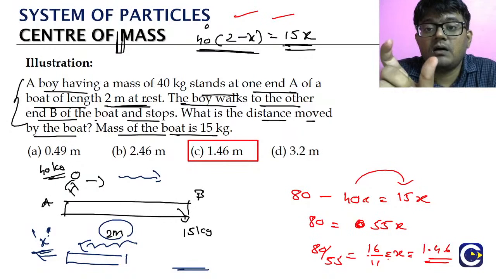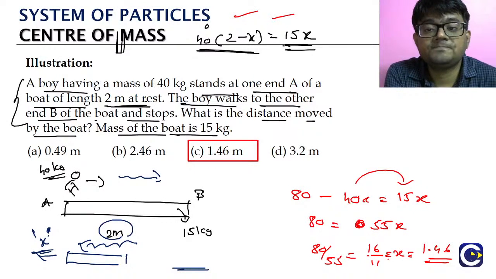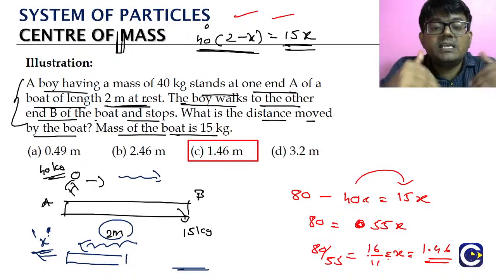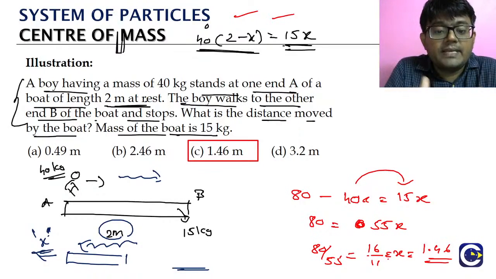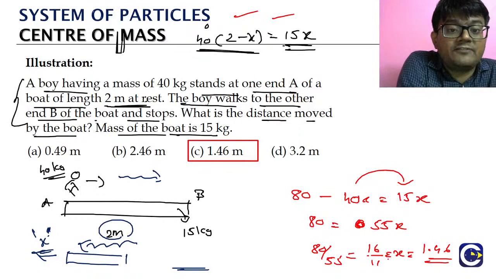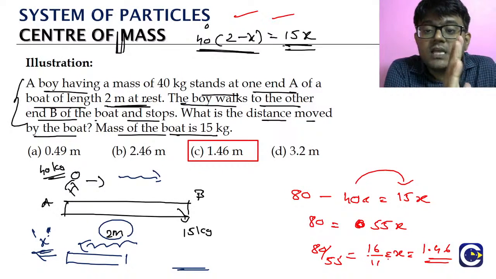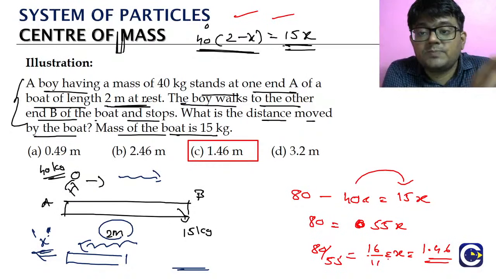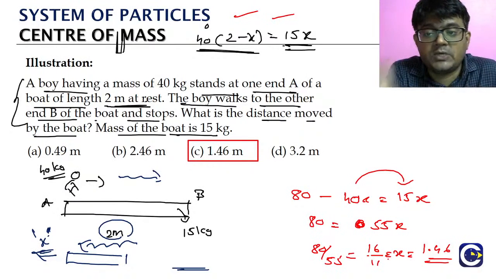What is the moment of mass created by the change in his position? 40 into 2 minus x. 2 minus x comes because he is on the boat itself. So what are we assuming? The boat is moving toward the left by x, which means the boy's net displacement to the right side is what?